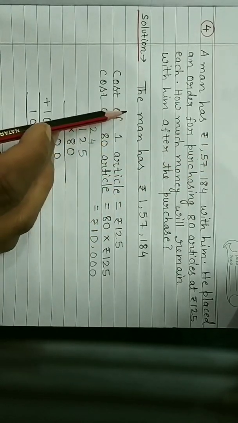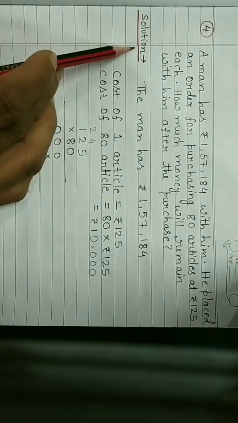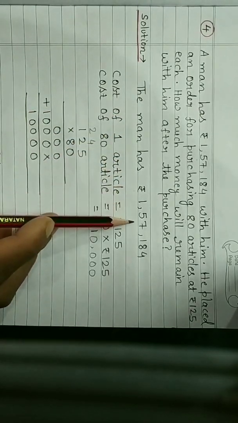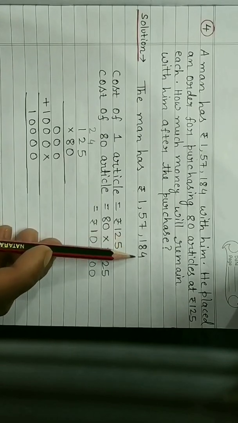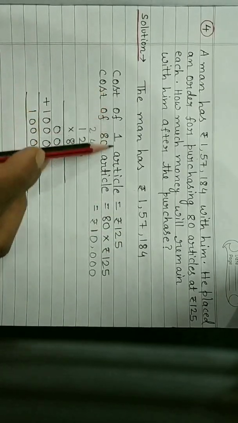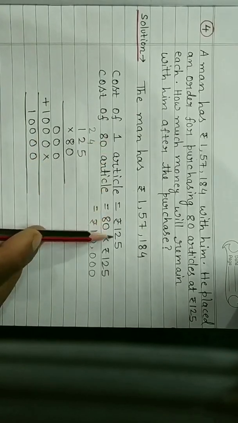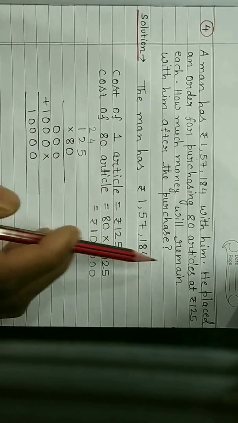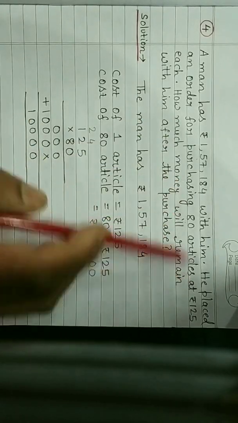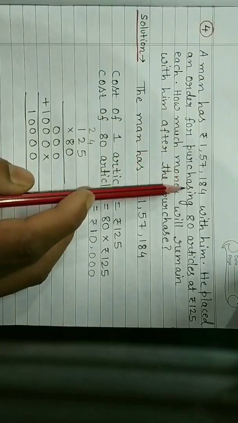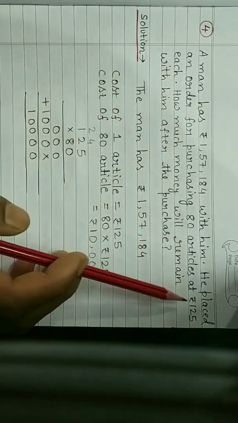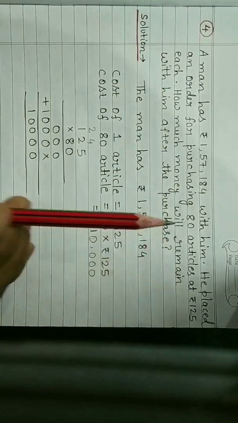Okay, so first I have written in the solution, the man has rupees 1,57,184. Now I have written cost of one article equals rupees 125, as it is written here that he placed an order for purchasing 80 articles at rupees 125 each, means rupees 125 for one article.